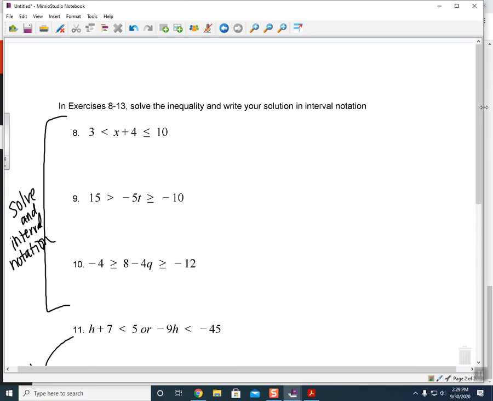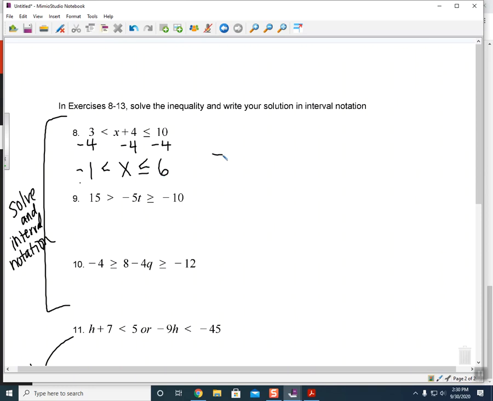I've got 3 is less than x plus 4 is less than or equal to 10. My whole goal is to get x by itself, right? So I'm going to subtract 4 from all of my sides, not just from one side, from all parts of it. 3 minus 4 is negative 1. Negative 1 is less than x is less than or equal to 6, right? 10 minus 4 is 6. That's my solution. Now I'm going to write it in interval notation.